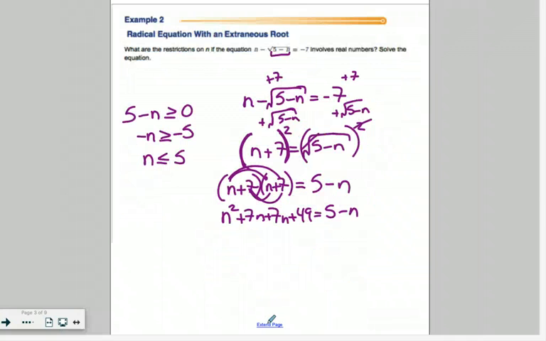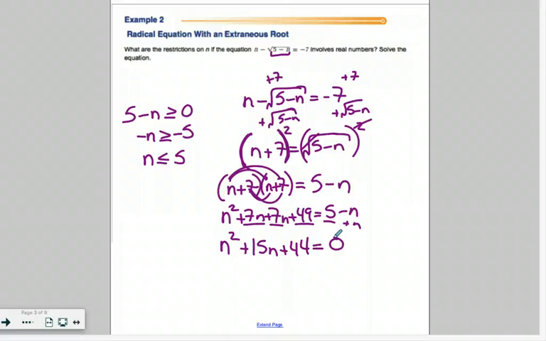And just like we spent so much time with solving quadratics before, we are going to bring everything over to one side, set it equal to 0, and then we can either factor or use the quadratic formula to solve. So what we'll have here is n squared, and then this 7n plus 7n gives me 14n, and then I would add n to both sides, so that will give me a positive 15n. And then I take my constant of 49 and subtract 5 here, so that gives me a positive 44 is equal to 0.